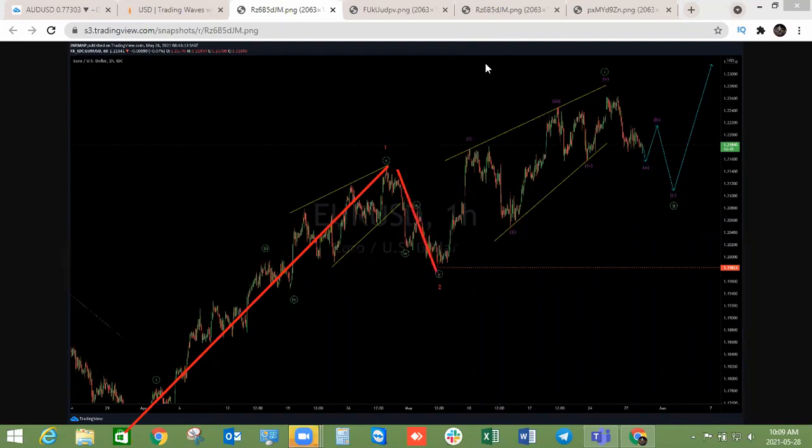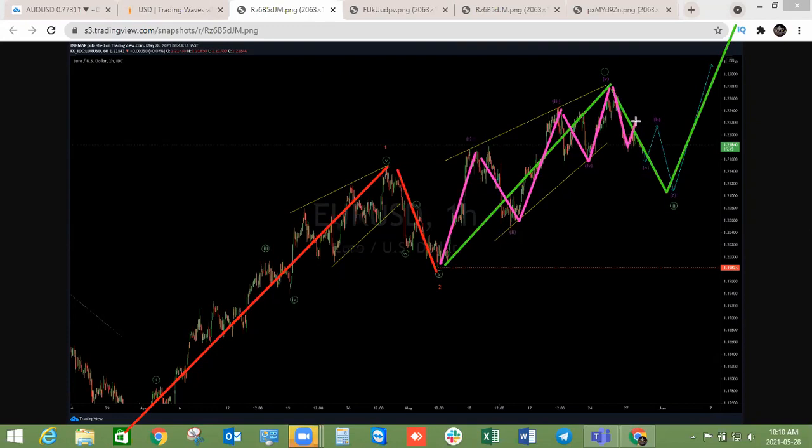Now we are looking at this as a lower degree diagonal for the next move. The same 1, 2, 3, 4, 5 in the green degree is what we're expecting here, but we're expecting that this is the 1, this is the 2. We're looking for then a 3 to go to the upside. So this 3 will be the big one that goes on Euro US dollar. So first we get a bounce here, and then we get these 5 waves within the diagonal 1, 2, 3, 4, and a 5. Get a pullback here in 3 waves as follows, and then we look for upside.